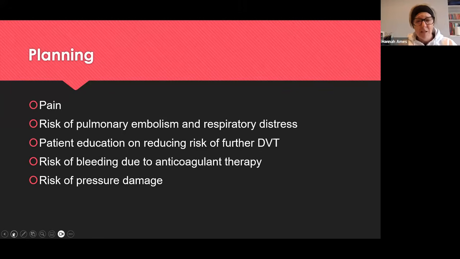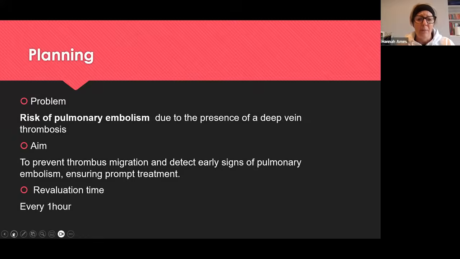And potentially there's a risk of pressure damage. This patient might have reduced mobility. We know that until we start the anticoagulation, we don't want to be having a lot of mobility. So there is that potential risk of pressure damage. So always a good core care plan to have up your sleeve for the exam day.